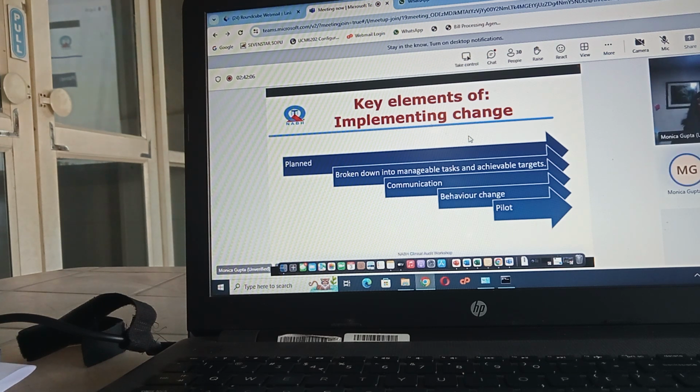So the implementing change has to be planned, broken out into manageable tasks and achievable targets. Should be communicated. We should also be able to address behavior change, and we must always run a pilot. Whenever we decide that we want to get change based on a finding of data analysis, always do a pilot with only 1 or 2 patients, because that in itself will tell you, we might come up with various things that maybe you missed. Maybe you could have 1 or 2 other standards, some aspects that have been missed. Right? Then maybe your data collection tool is not capturing the information that you need to capture, etc. Right? So always pilot and then roll out.